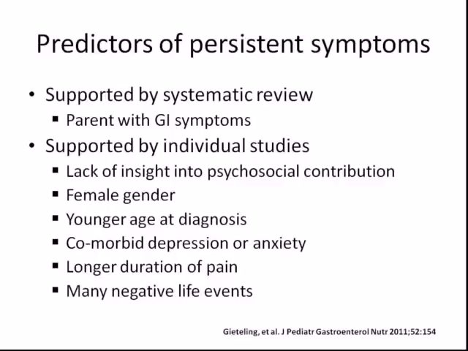Are there predictors of persistent symptoms in this setting? Well, if you have a parent with GI symptoms, then you are more likely to have persistent chronic abdominal pain in childhood, and this has been supported by a systematic review. Other variables have not been supported by systematic reviews, but have been supported by individual studies, and this includes lack of insight into psychosocial contribution on the part of the family, female gender, younger age at diagnosis, comorbid depression or anxiety, and longer duration of pain, and many negative life events.